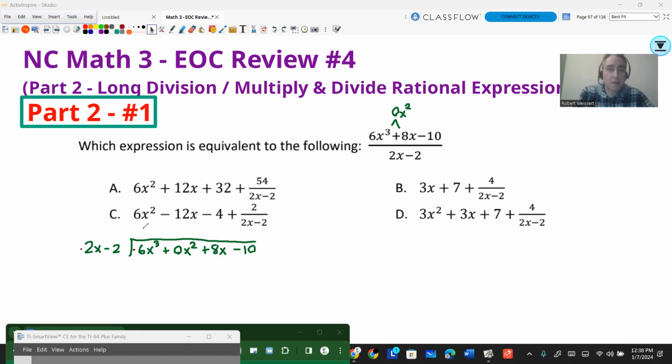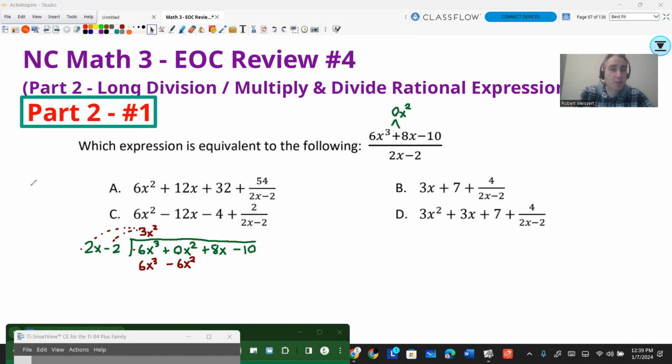2 times 3 is 6. And then x times what x with an exponent is going to give you x cubed, and x times x squared is going to give you x cubed. So that's going to be what you multiply that by. Next thing is we'll times that by the numbers on the outside. So 3x squared times 2x is 6x cubed. And 3x squared times negative 2 is minus 6x squared.